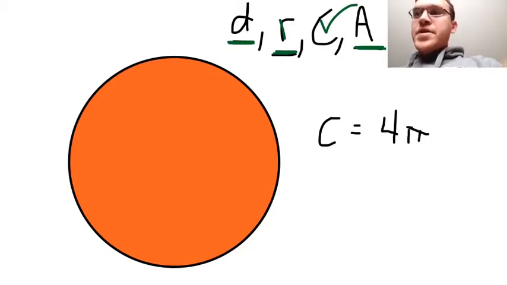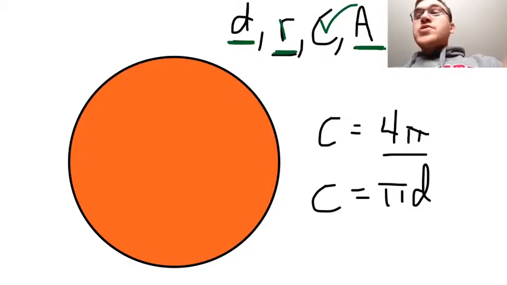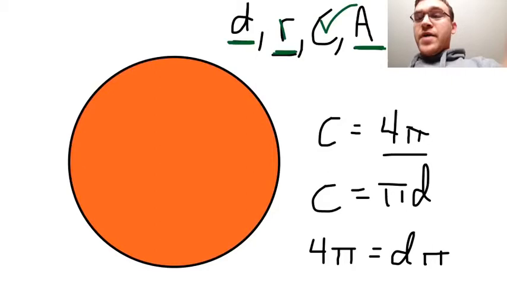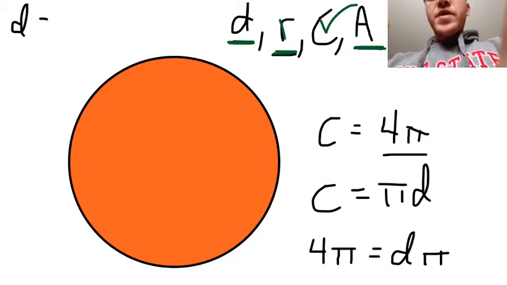I'm going to take what I know. I know that circumference is equal to 4 pi. And I know that also circumference is equal to pi times the diameter. So, really simply, if circumference is equal to pi times the diameter, and the circumference is equal to 4 pi, then I can set these two things equal to each other. 4 pi is equal to diameter times pi. Looking at this equation, I can tell that my diameter is equal to 4. I'm taking 4 times pi, and the diameter times pi, and they're going to be equal. So I know the diameter has to be equal to 4. There's a piece of information: diameter is equal to 4.